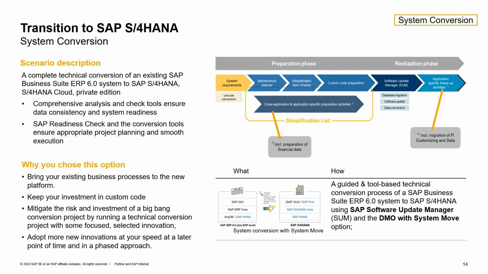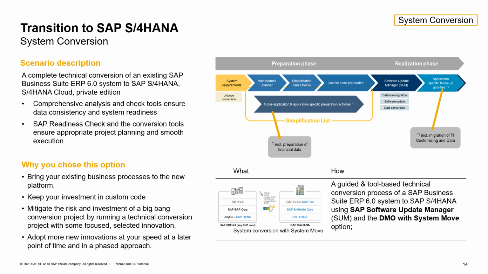We can now start our deep dive into the first transition scenario, which is the system conversion. In this case, we are talking about a scenario that allows you a complete conversion of an SAP ERP system into the S4HANA Cloud. It is a standard scenario that is well covered by tools, guides, and support from the overall SAP approach. A customer should go for this option if they want to bring their complete business processes and also data, including historical ones, into an S4HANA.